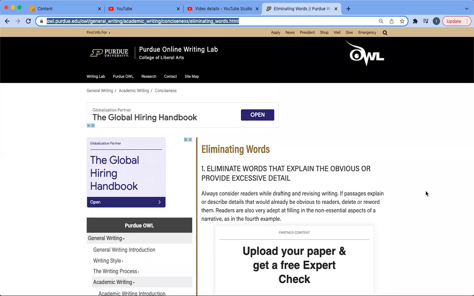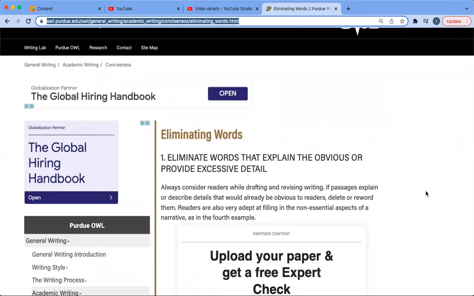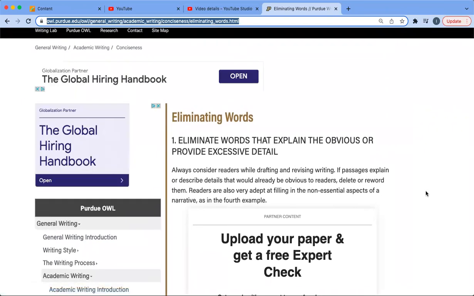Welcome back, everyone. This is the second round on how to revise and edit and proofread your essays and your professional writings. The session is about how to eliminate unnecessary words from your writing.